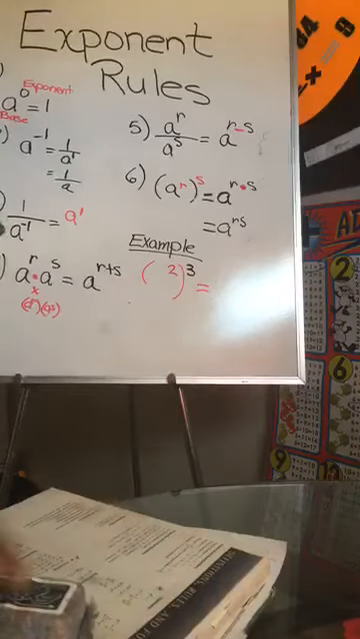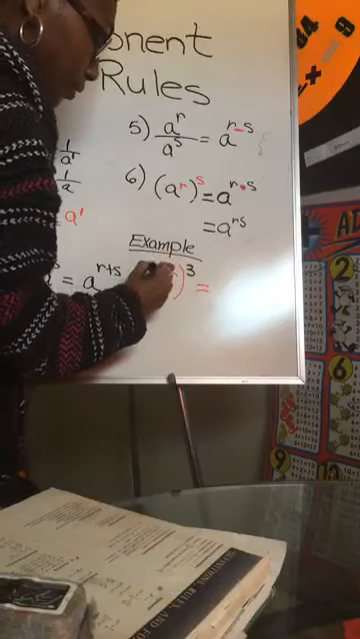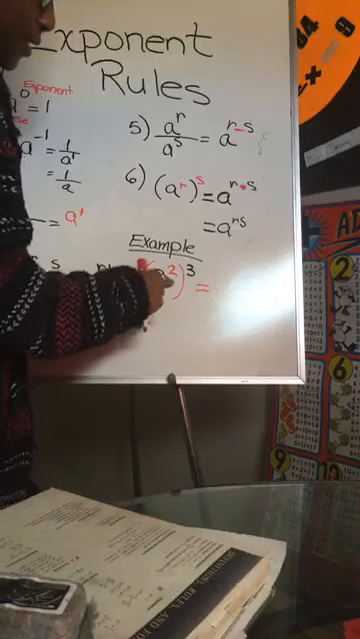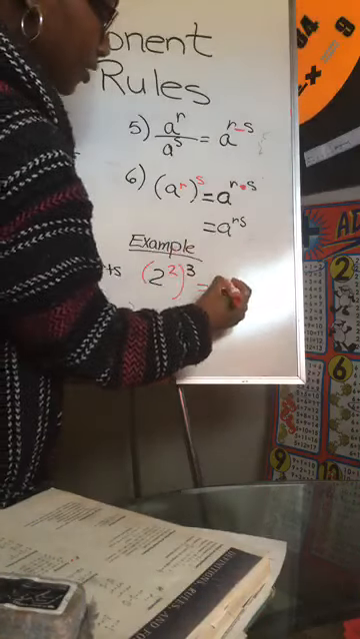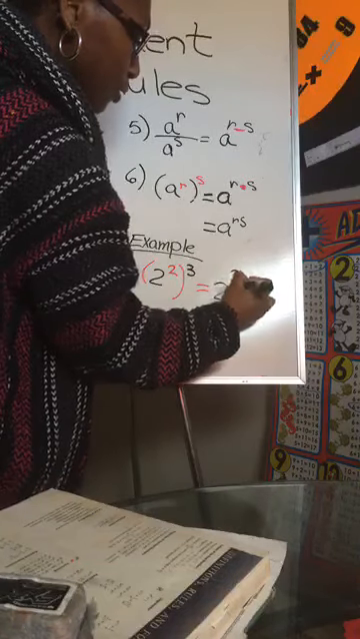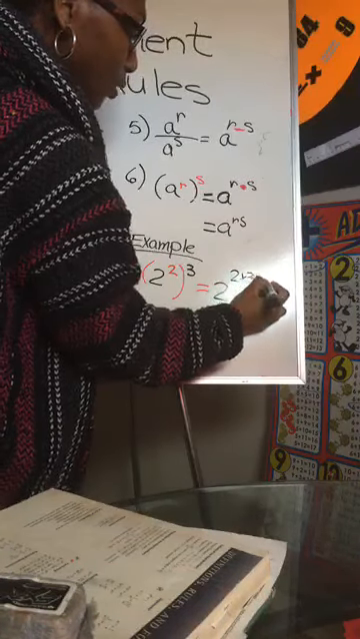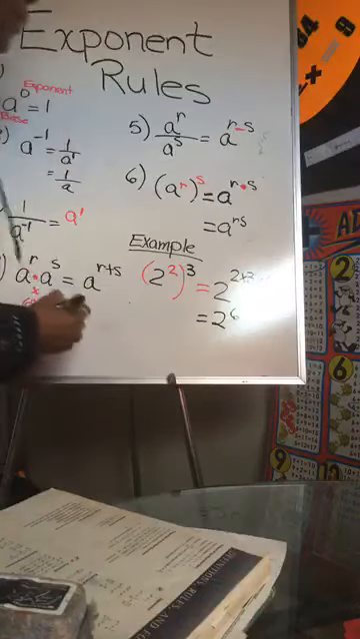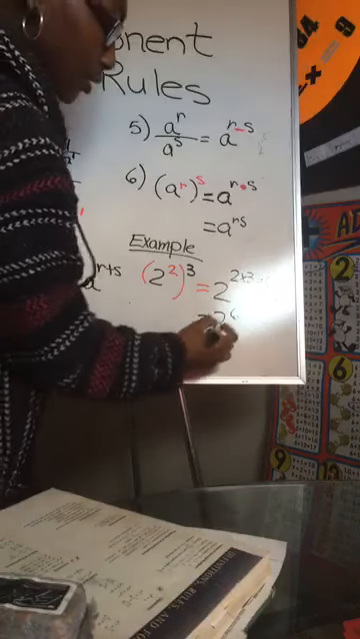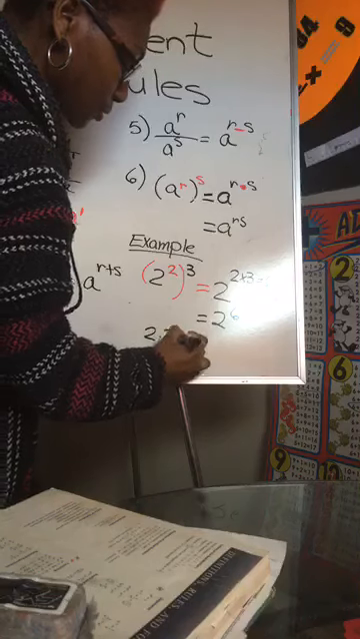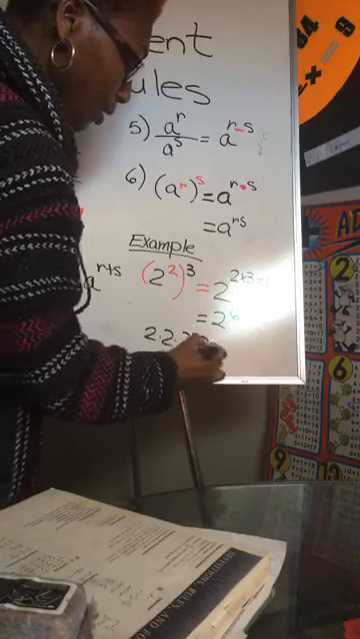Okay, so what number? Let's use an easy number, because the larger the number, the larger your result will be. All right, so we have 2 raised to the 2nd power, raised to the 3rd. That means we're going to take 2 and multiply the exponents: 2 times 3 equals 6. So that is 2 raised to the 6th power. And remember, that means you have to multiply 2 six times: 2 times 2 times 2 times 2 times 2.